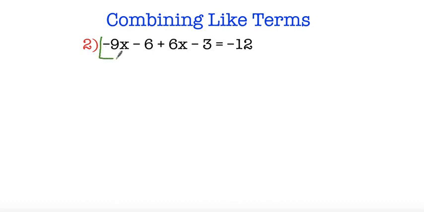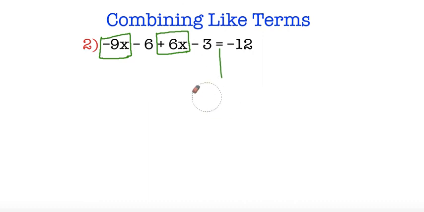So I'm going to put a green rectangle around the negative 9x. Negative 6 is not a like term because it doesn't have a variable, but positive 6x is. So these two are like terms, and there's nothing else on the left side of the equation that is a like term, so I'm going to combine these two.